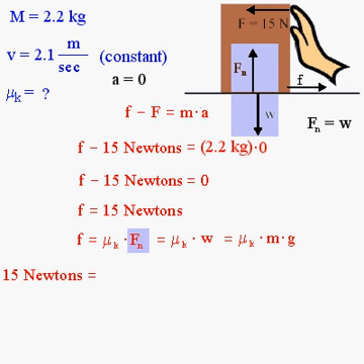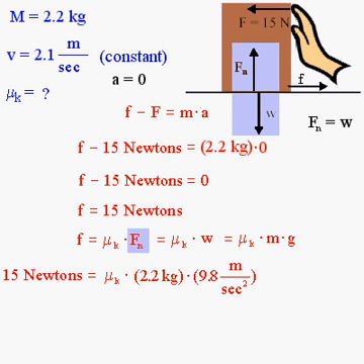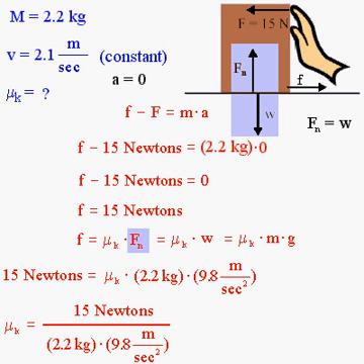Well, we know what little f is. That's 15 newtons. We don't know mu k, but we do know m, 2.2 kilograms, and we know g, 9.8 meters per second squared. To solve for mu k, I just have to divide both sides by 2.2 kilograms and 9.8 meters per second squared. Since a newton is a kilogram meter per second squared, the newtons on top cancel with the kilogram meter per second squared on bottom, so we get no units. That's good because mu k shouldn't have any units, and when we work out the numbers, we get 0.68. So the coefficient of kinetic friction is 0.68.